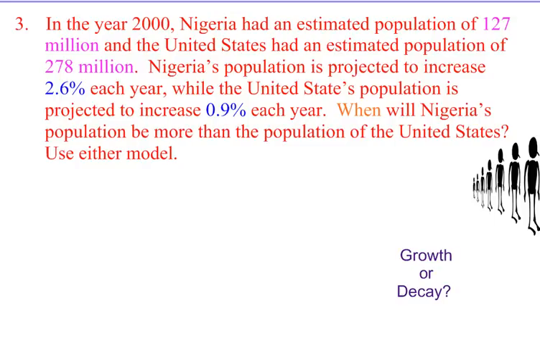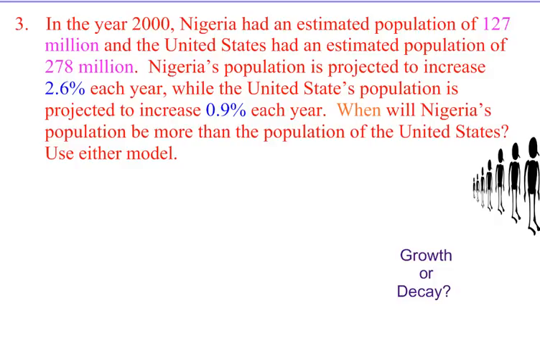This one can be a little bit confusing because we're comparing two things, so make sure you pay attention to how we set it up in the reading of the problem. In the year 2000, Nigeria had an estimated population of 127 million, and the United States had an estimated population of 278 million. So this is from our 2000 census data. Nigeria's population is projected to increase 2.6% each year, while the United States population is projected to increase 0.9% each year. When will Nigeria's population be more than the population of the United States?